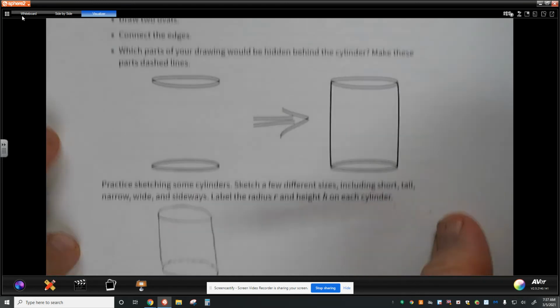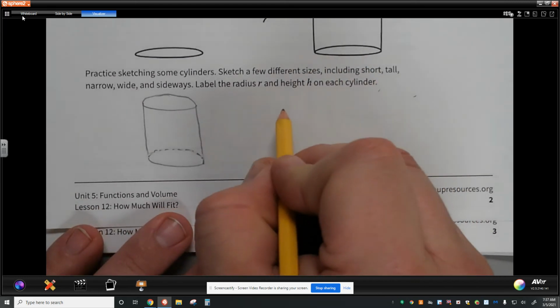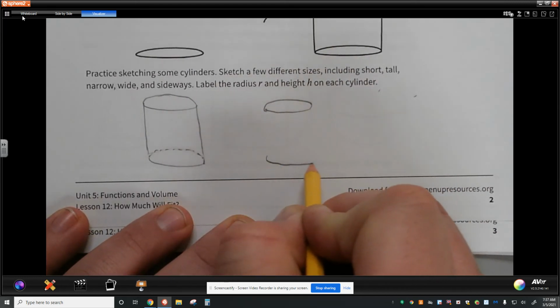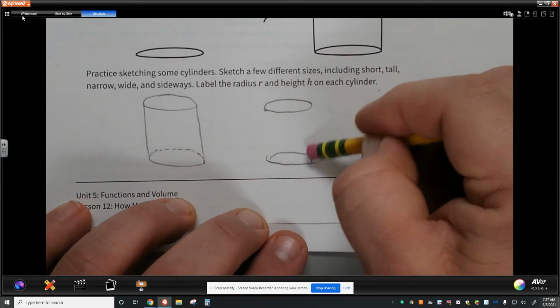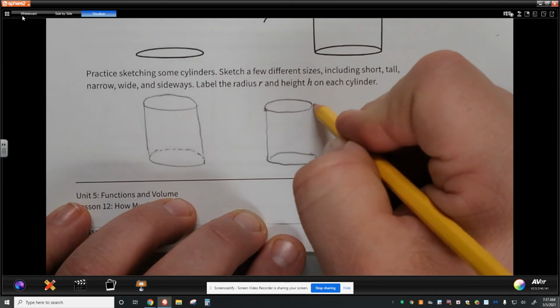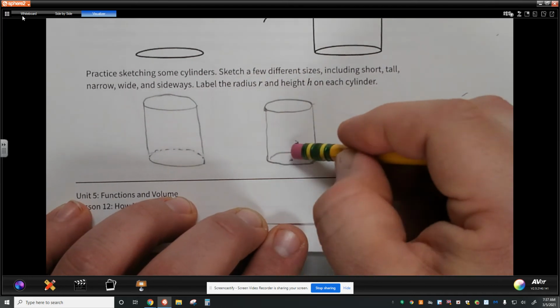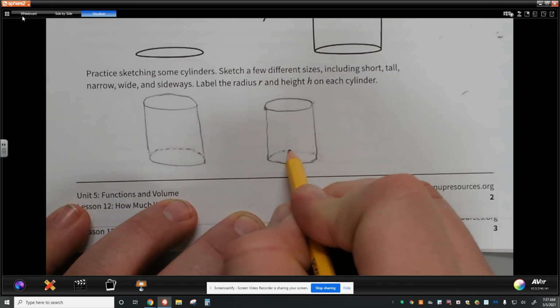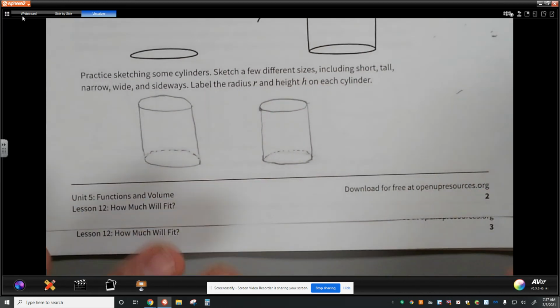Wow, that was terrible. I didn't move it up. Sorry. Do this again. Oval, oval. It'd be nice if they were the same size. And then draw your sides. And then across the bottom, take that little line that you made of that oval and just make it into a dashed line. That way we can hide it a little bit better.